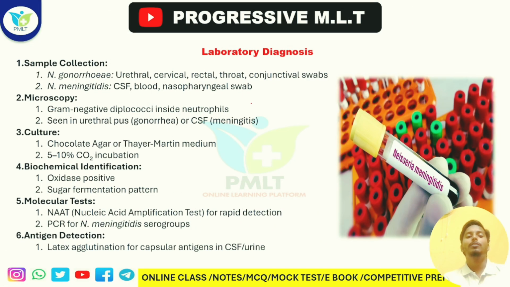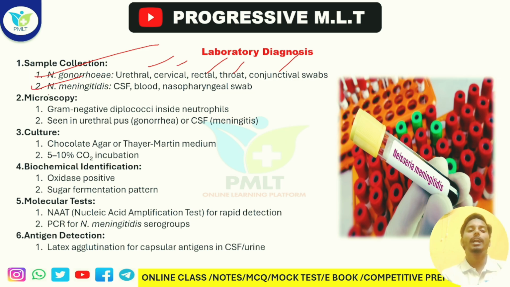Now we are coming to the lab diagnosis. Firstly, we have to collect the sample. For Neisseria gonorrhoeae, we have to collect urethral, cervical, rectal, throat, and conjunctival swabs. Where the infection is occurring, we have to collect the swab from that particular place. For Neisseria meningitidis, you have to collect CSF, blood, or a nasopharyngeal swab. Where the infection is occurring, you have to collect the sample from there.